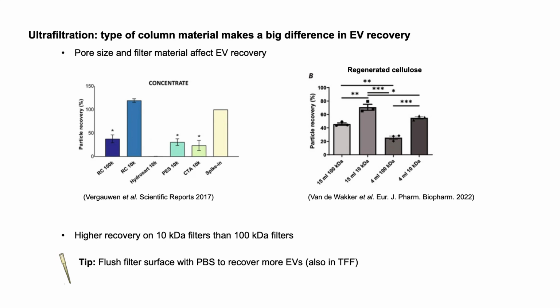To prevent losses even further, you can flush your filter material with PBS to recover more EVs. Of course, this will dilute your sample a little bit, but it's something you can do, and you can also do this with the TFF cassettes.